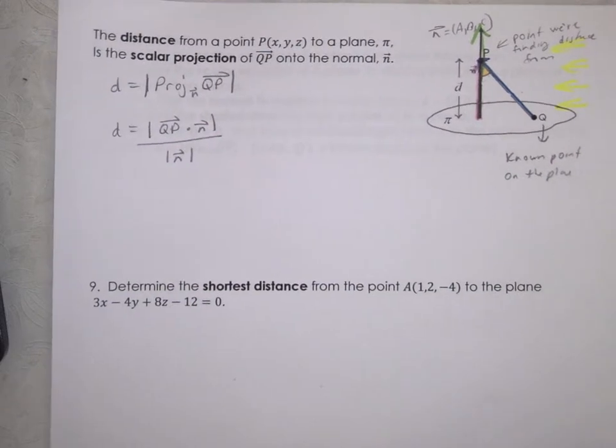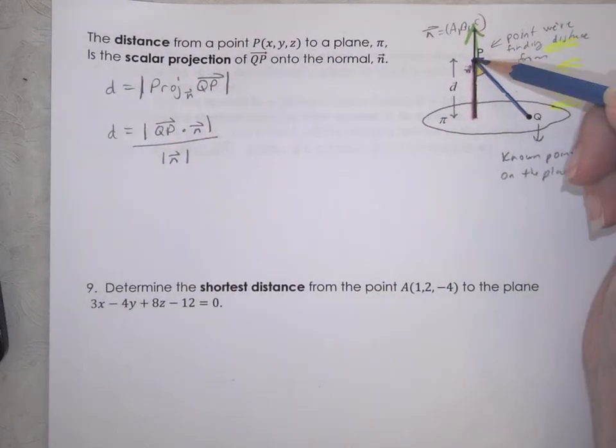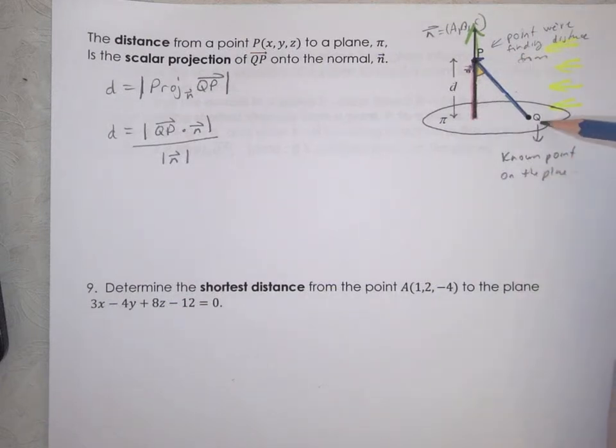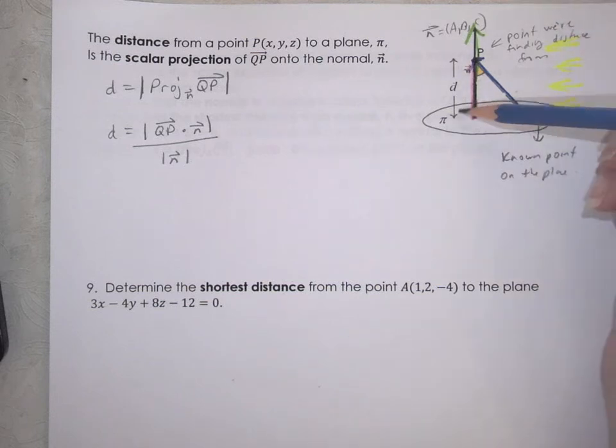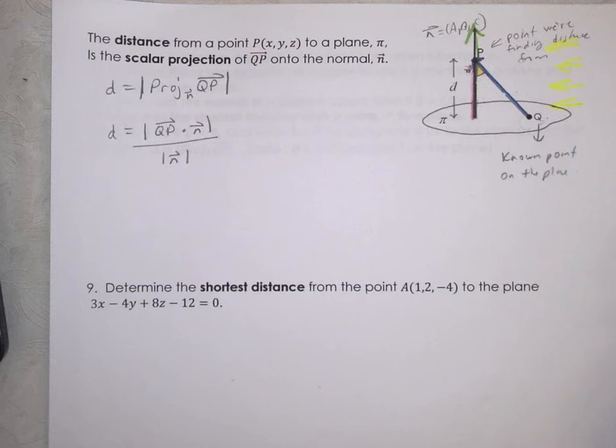Remembering what all these are, P will be given. It'll be the point we're trying to find the distance from. Q will be a point we know on the plane. Similarly to when we did this in two space, the distance between a point and a line, we often chose an X or Y intercept. In this case, we might choose an X, Y, or Z intercept of our plane as our Q. The distance is what we're finding, and if we're given the scalar equation of the plane, we will know the normal of the plane.